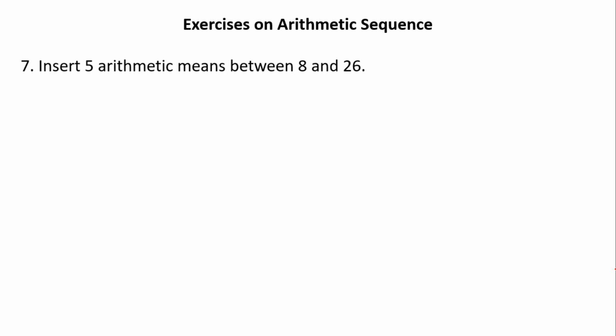Item number 7. Insert 5 arithmetic means between 8 and 26. This means that we have to place 5 numbers between 8 and 26 so that the resulting 7 numbers will form an arithmetic sequence. For now, let us represent the 5 numbers with blanks. So, let's start with 8 and then followed by 5 blanks. The last number is 26.